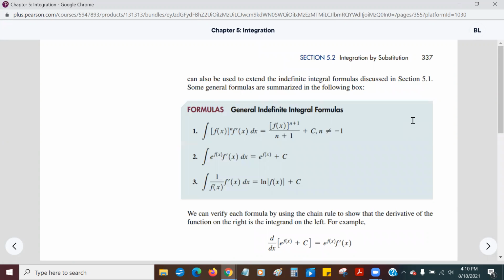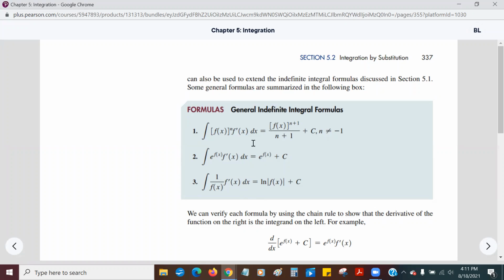Okay, so let's look at some general formulas here. If I have a function of x, and that whole entire function is raised to the nth power, and then I'm multiplying that times some other function, which just happens to be the derivative of this inner guy, the answer is going to be f of x to the n plus 1 over n plus 1.